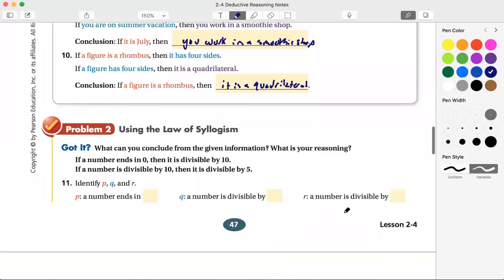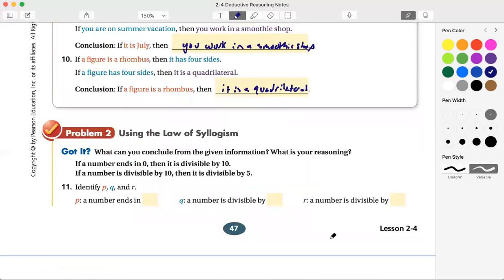Okay, so let's try to use the law of syllogism. What can we conclude from the given information, and what is your reasoning? If a number ends in 0, then it is divisible by 10. If a number is divisible by 10, then it's also divisible by 5. So let's identify P, Q, and R. P, a number ends in 0. Q, a number is divisible by 10. R, a number is divisible by 5.